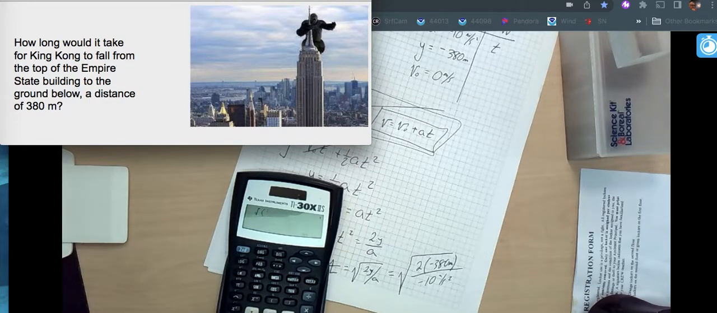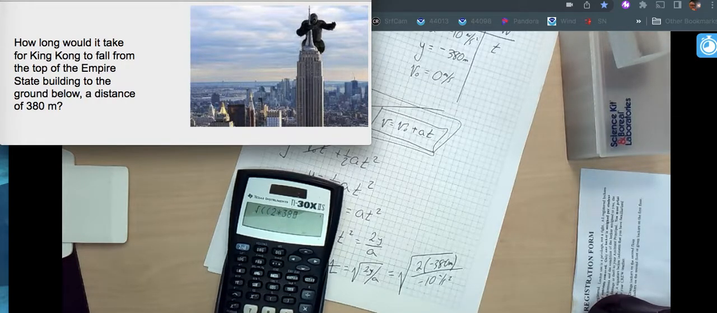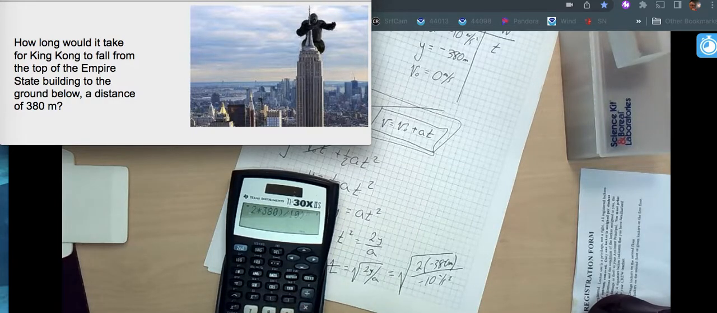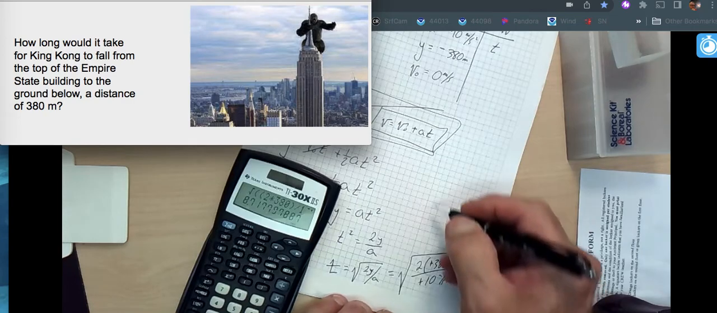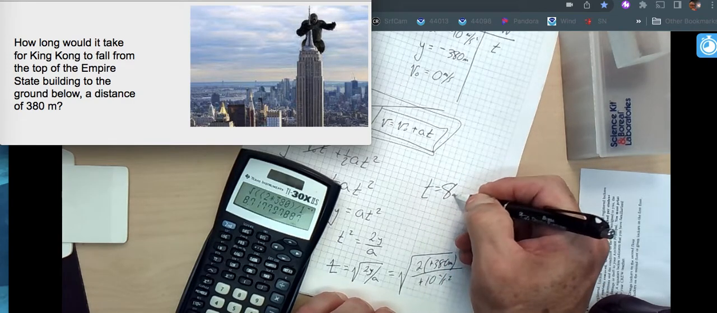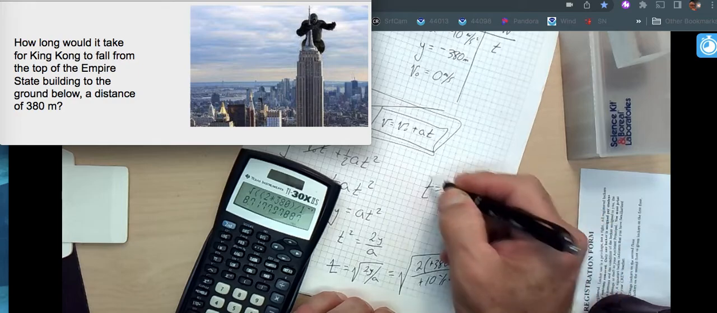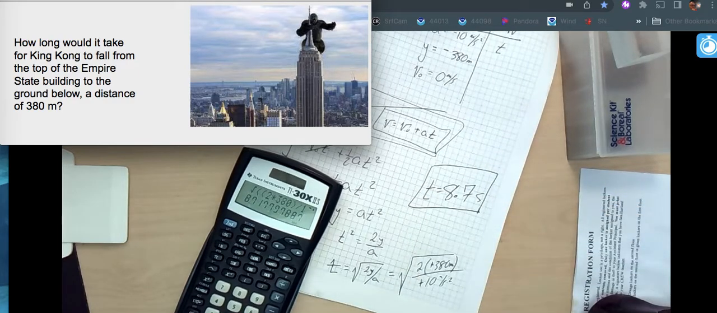Square root of 2 times 380 over 10. Close them out. Notice I dropped my negative signs because I've got one here and I've got one here. I essentially, in my mind, just multiplied everything by -1, just to, if you got negative above negative, it's going to be positive. So that's why I dropped them, and I get 8.72 seconds. So he's going to fall for 8.7 seconds or so before impacting Fifth Avenue below.